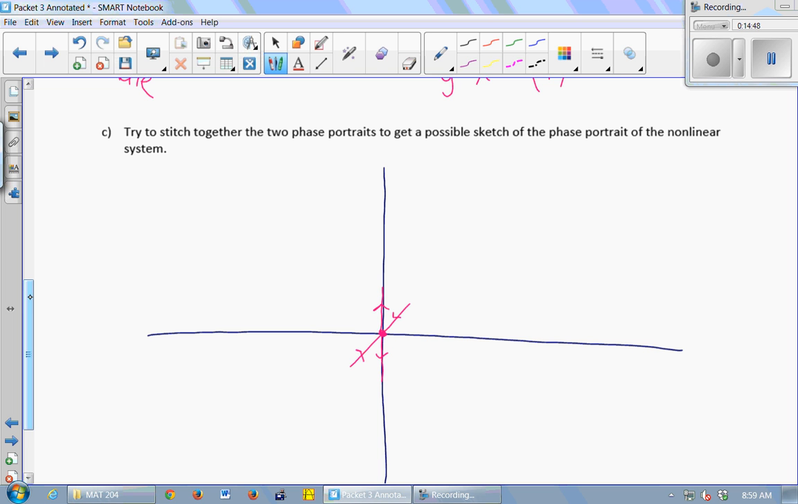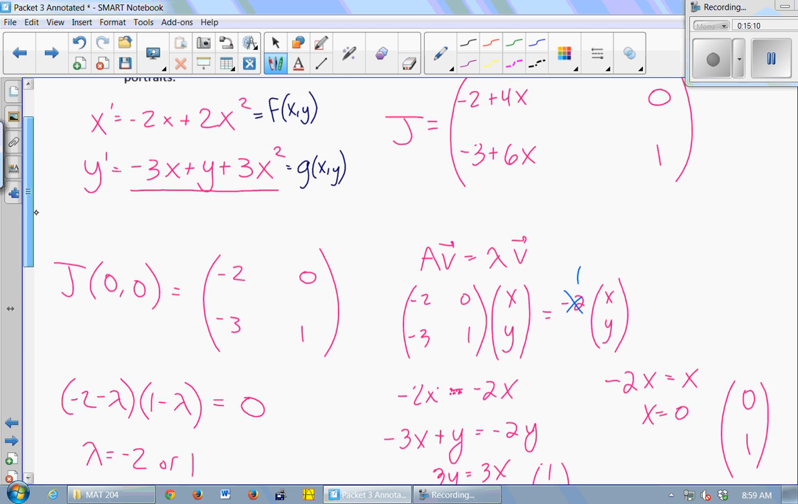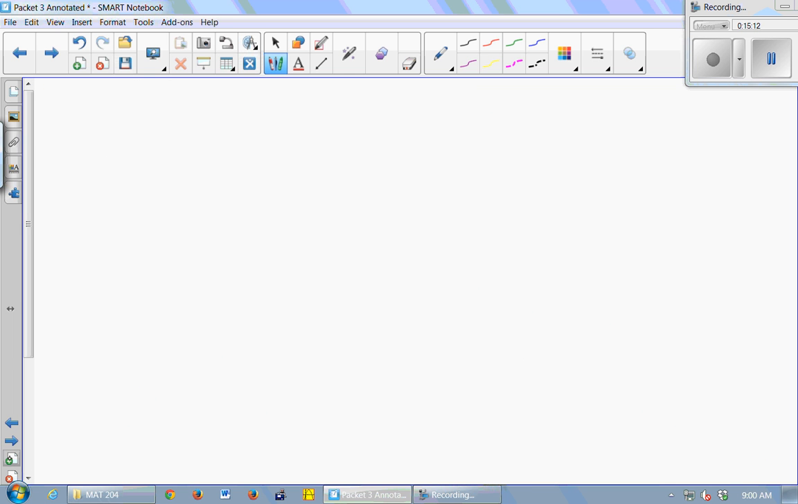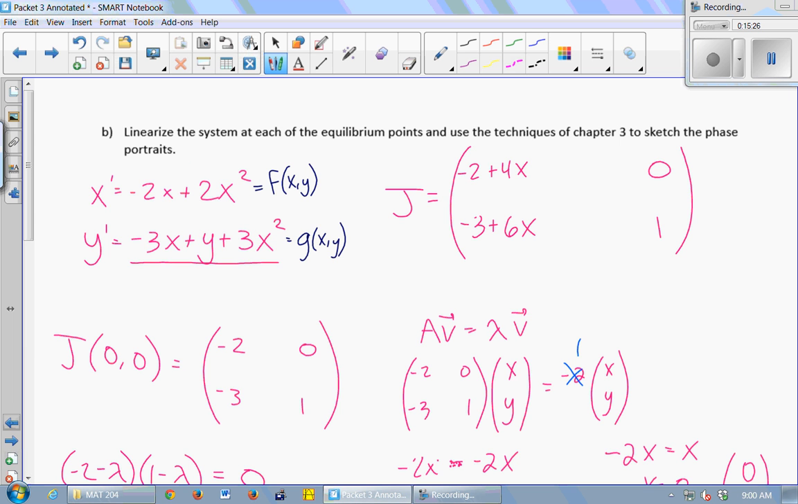All right, so my other equilibrium point was where? 1, 0. So I'm just going to put it way over here so that we have plenty of room to draw it, at 1, 0. So now I have to do the whole linearization process at 1, 0. So I figure out what that looks like. So my Jacobian was -2 plus 4x. Yeah, I can't remember. -3 plus 6x, 0, and 1.